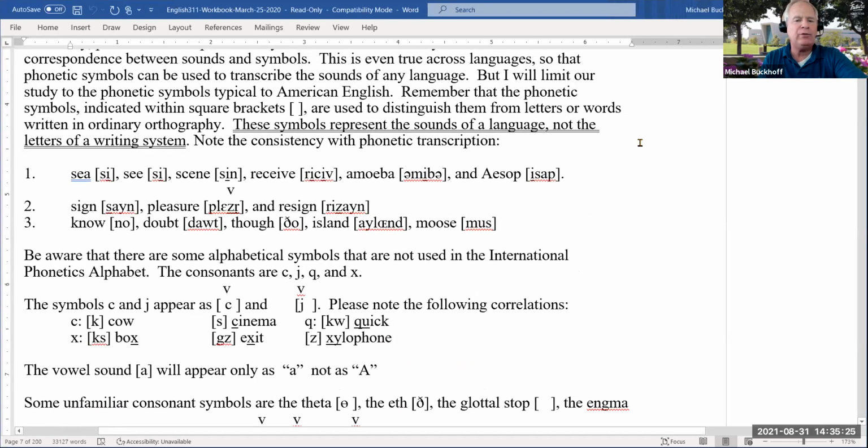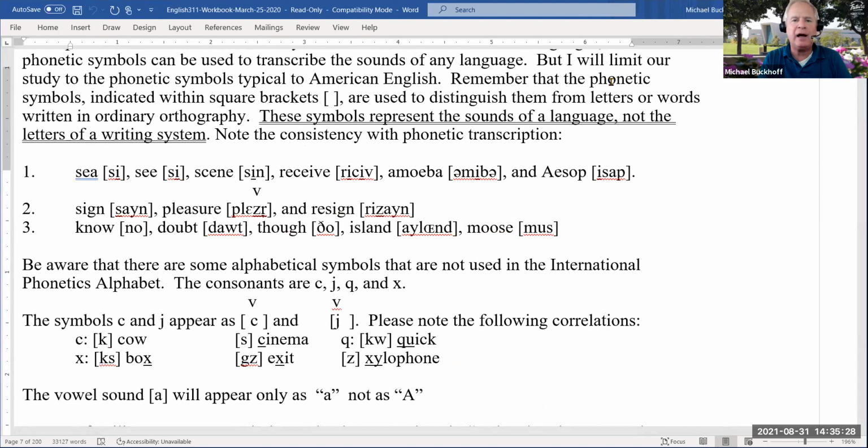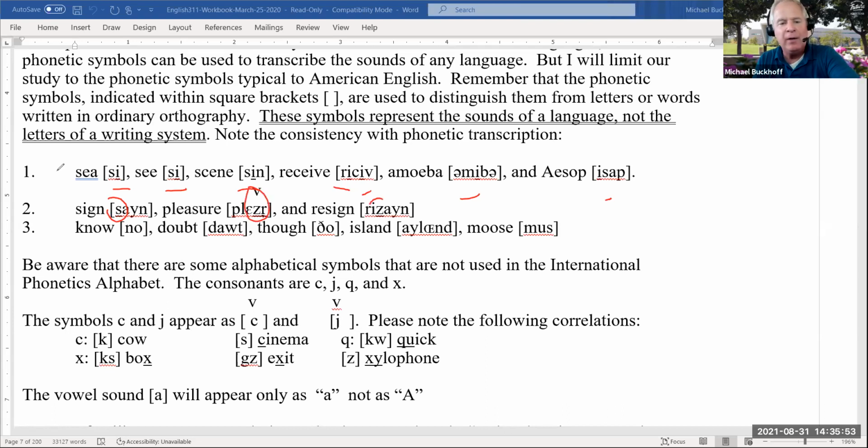Now, if we look back at exactly those same things, notice how the word see, seen, receive, amoeba, and Aesop, notice how you get that E every time. The symbol stays the same there because it's the same sound. Notice how in the words sign, pleasure, and resign, we actually have an S. We have a Z hat check here to represent that sound. And we actually have a Z, resign. So in this case, because they are different sounds, there are different symbols representing those sounds. Look at the words here. No, we have doubt, we have though, we have island, and then we have moose.